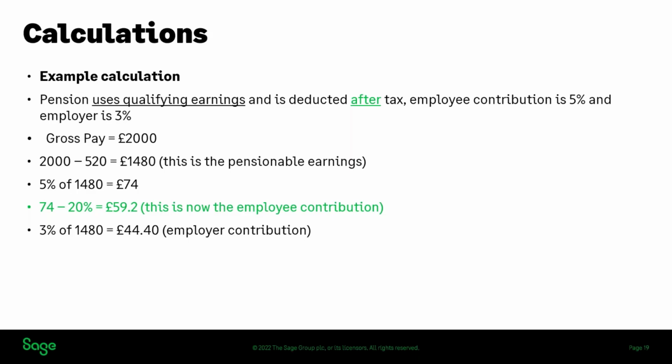And it's because of that additional step you see there in green. The employer is not affected by this as they don't pay tax. They pay national insurance, but not tax. So you have the 3% of your standard pensionable earnings. So hopefully that made sense, but that is only for when it is deducted after tax. Do you then need to reduce the employee's contribution amount by a further 20%?